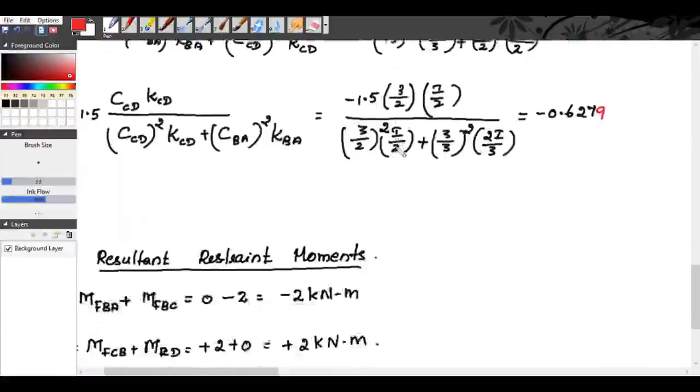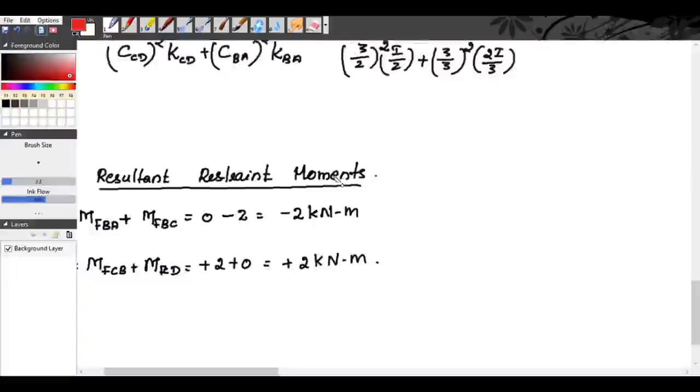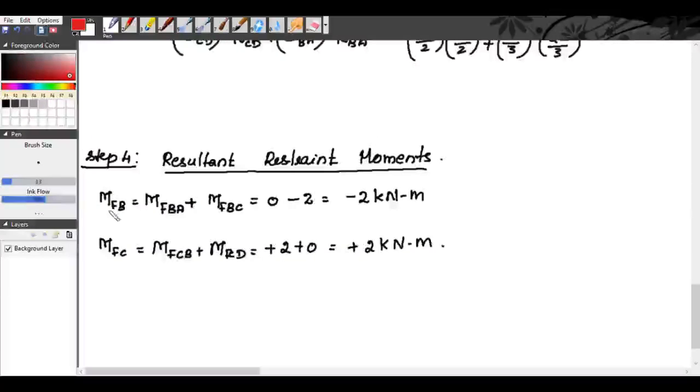Now, for the next step, finding the resultant restrained moment. So, at joint B, the resultant restrained moment is MFB, equal to the summation of the fixed end moments at joint B. So, MFBA plus MFBC is equal to minus 2 kilonewton meter. And at joint C, the resultant restrained moment MFC is equal to the summation of all the fixed end moments meeting at C. So, MFCB plus MFCD, we get plus 2 kilonewton meter.